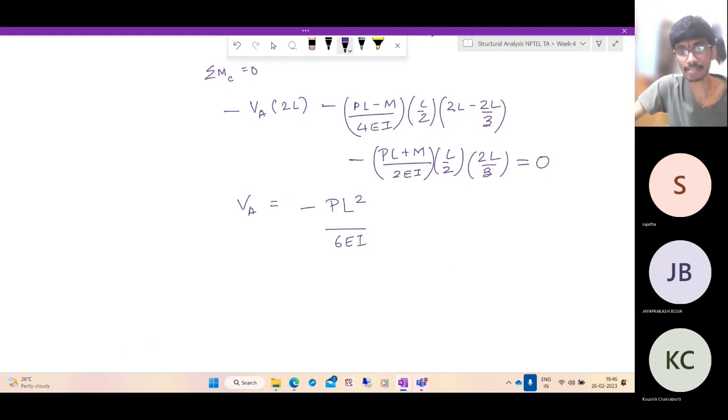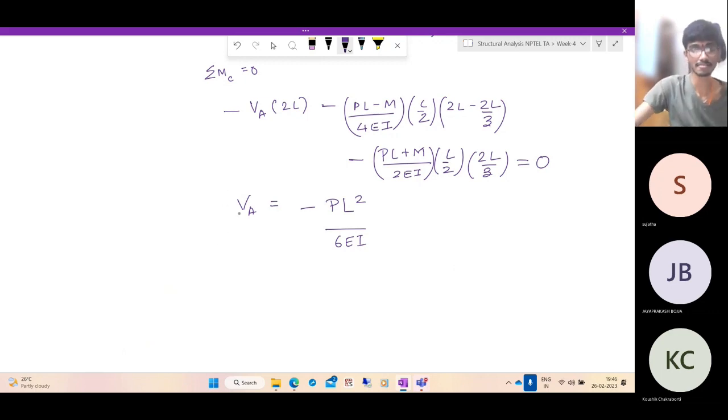So 2L by 3 minus 2L by 3, you will get 4L by 3, and 4 gets cancelled. You'll get ML square by 6EI, which is positive. And here you have ML square by, so 2 gets cancelled, 6EI negative. So those two get cancelled, and what remains is PL cube by 6 minus PL cube by 3EI, and when this 2L comes this side, you get PL square by 6EI. So this is the shear force at point A.